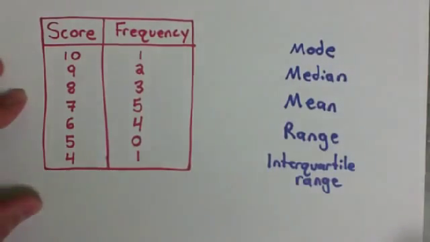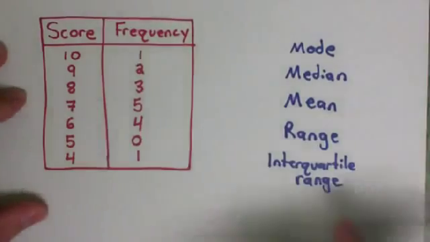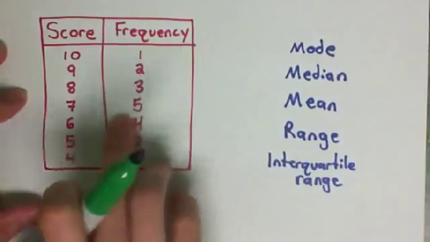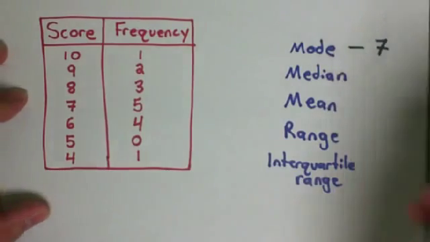Okay, to find the mode, that is not too difficult. The mode is the one that occurs the most, so the one that's the most frequent. So which is the highest frequency is the 7. The 7 occurred 5 times, so the mode is 7.